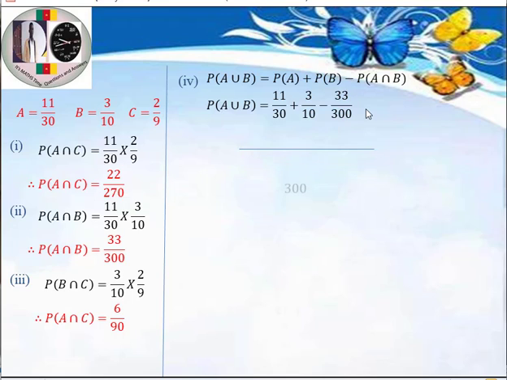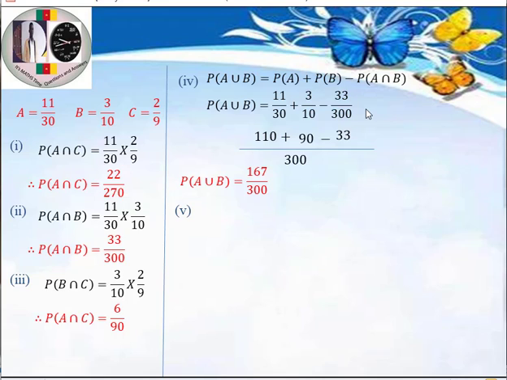The LCM is 300. 30 into 300 is 10. 10 times 11 is 110. Plus 10 into 300 is 30. 30 times 3 is 90. Minus 300 into 300, 1 times 33. So if we simplify this, we are going to have 167 on 300. If you can simplify, you can.